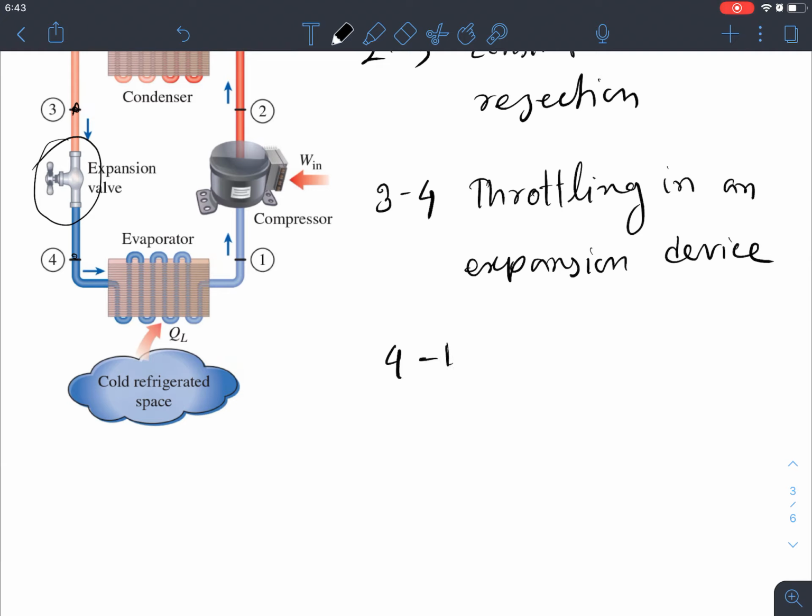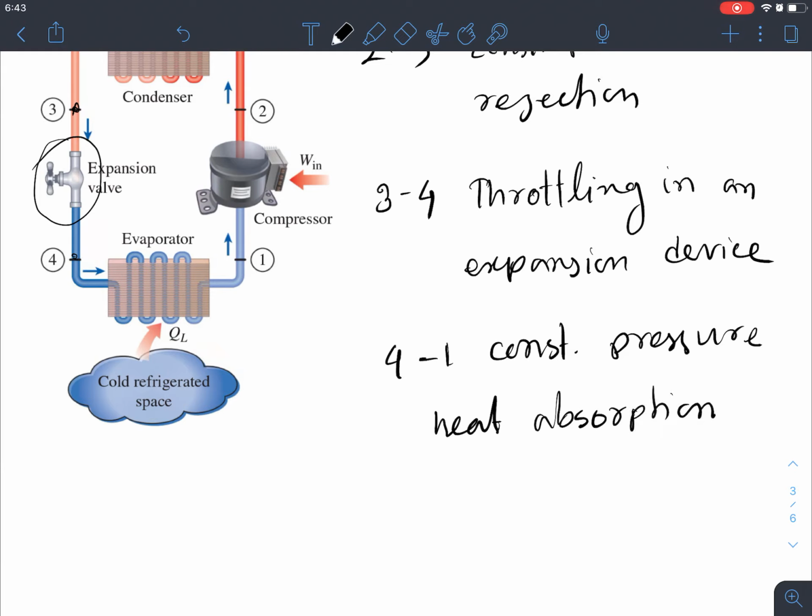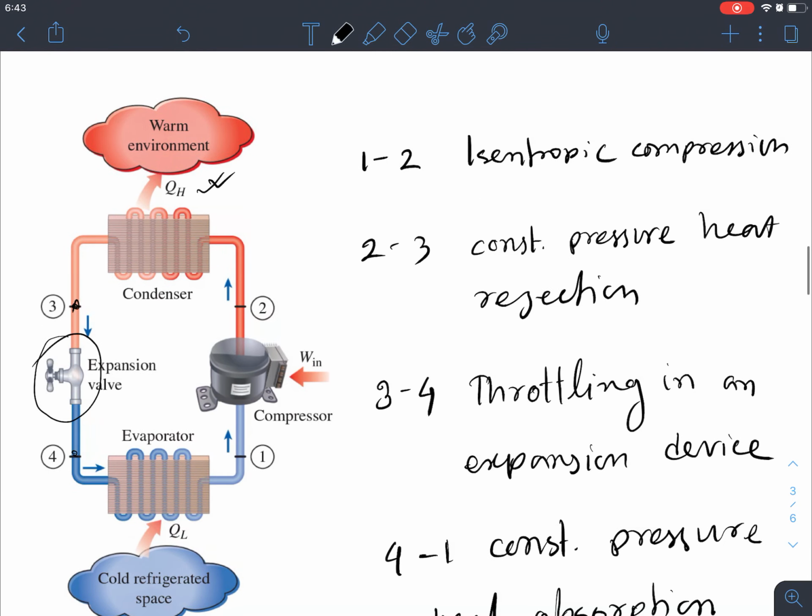And then 4 to 1, basically right here we can see that heat addition is happening, right? So in the evaporator, it's also constant pressure heat addition, or heat absorption. Right? So those are the basic four thermodynamic processes happening in this refrigeration cycle. Let's take a look at the TS diagram, right?